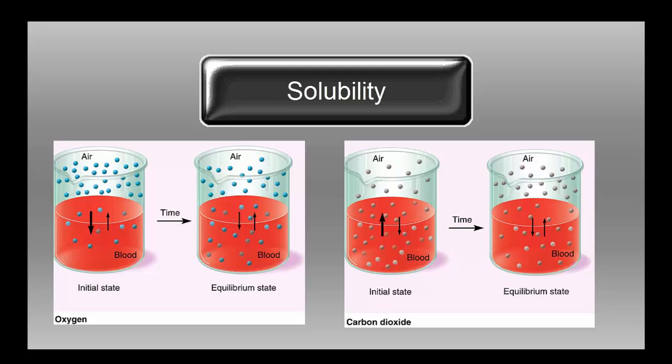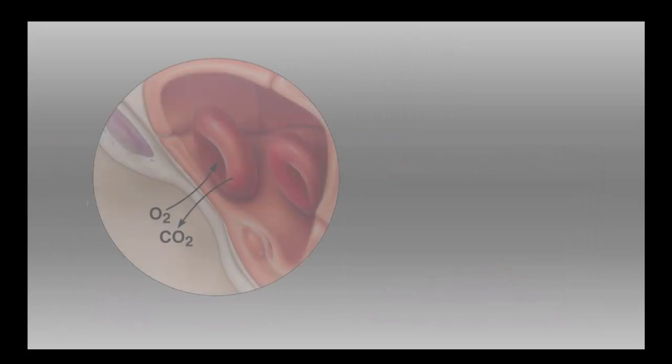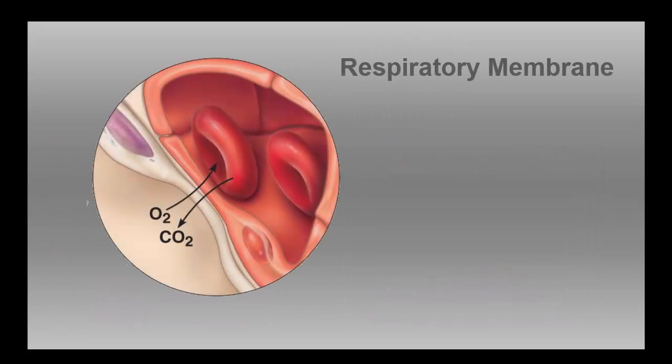Well, this becomes an important consideration when we understand that blood is dynamic and it's constantly moving. So a red blood cell will have a limited amount of time spent at the respiratory membrane.